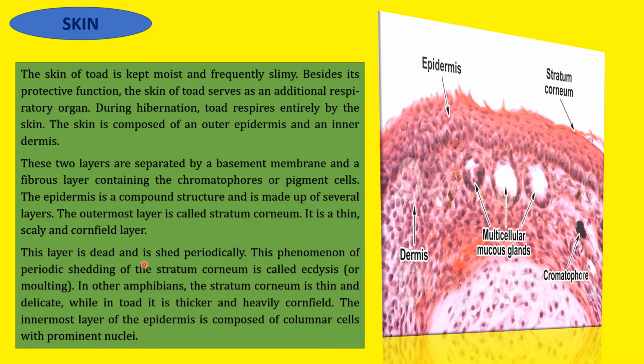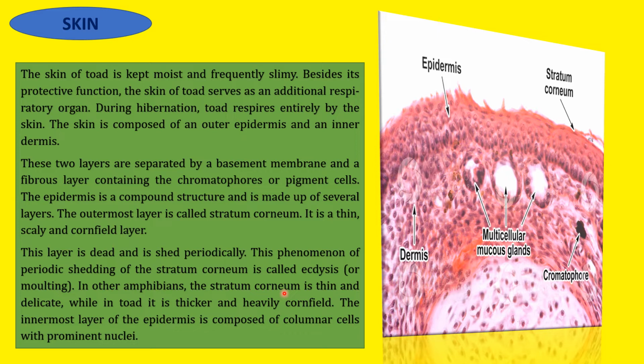So this layer is dead. That means stratum corneum is dead and is shed periodically. This phenomenon of periodic shedding of stratum corneum in case of toad is called ecdysis or molting. It's a very important question. What is molting? If it comes, you will write that stratum corneum layer of skin of toad is dead and is shed periodically. This phenomenon of periodic shedding of the stratum corneum is called ecdysis or molting.